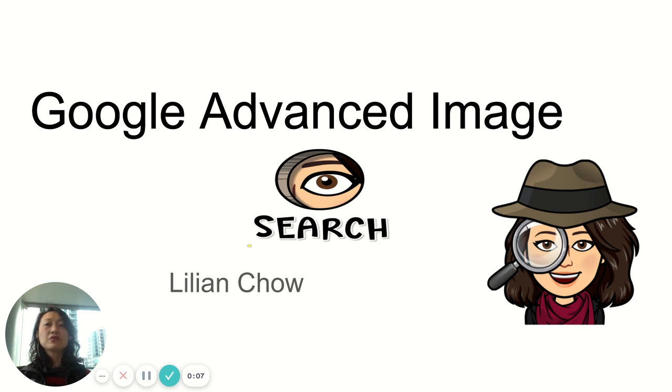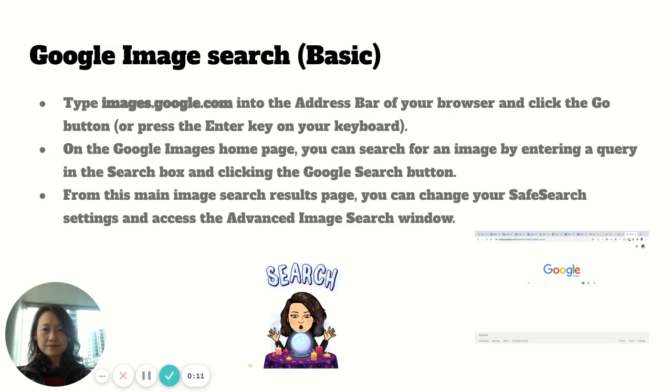Today I'm going to talk about Google Advanced Image Search. Well, first, Google Image Search Basic. We all have used image search before. If this is new to you, go to your browser and type image.google.com into the address bar of your browser and click the Go button, and you will be able to search.